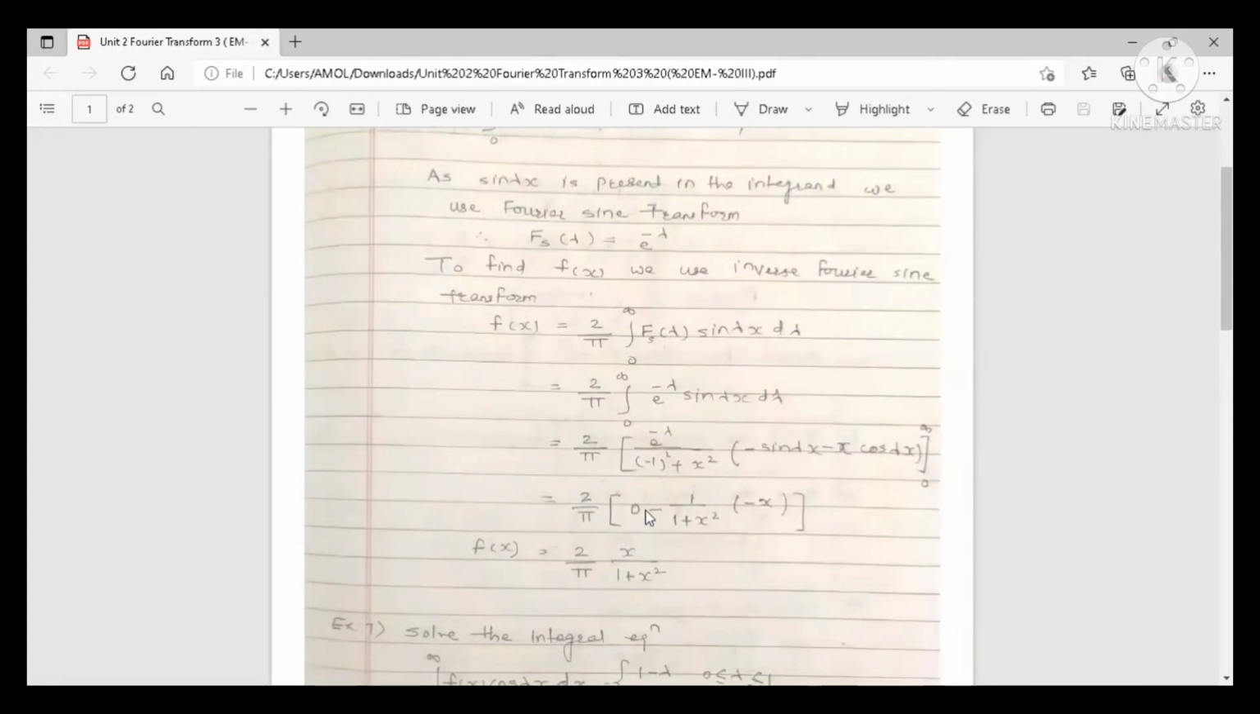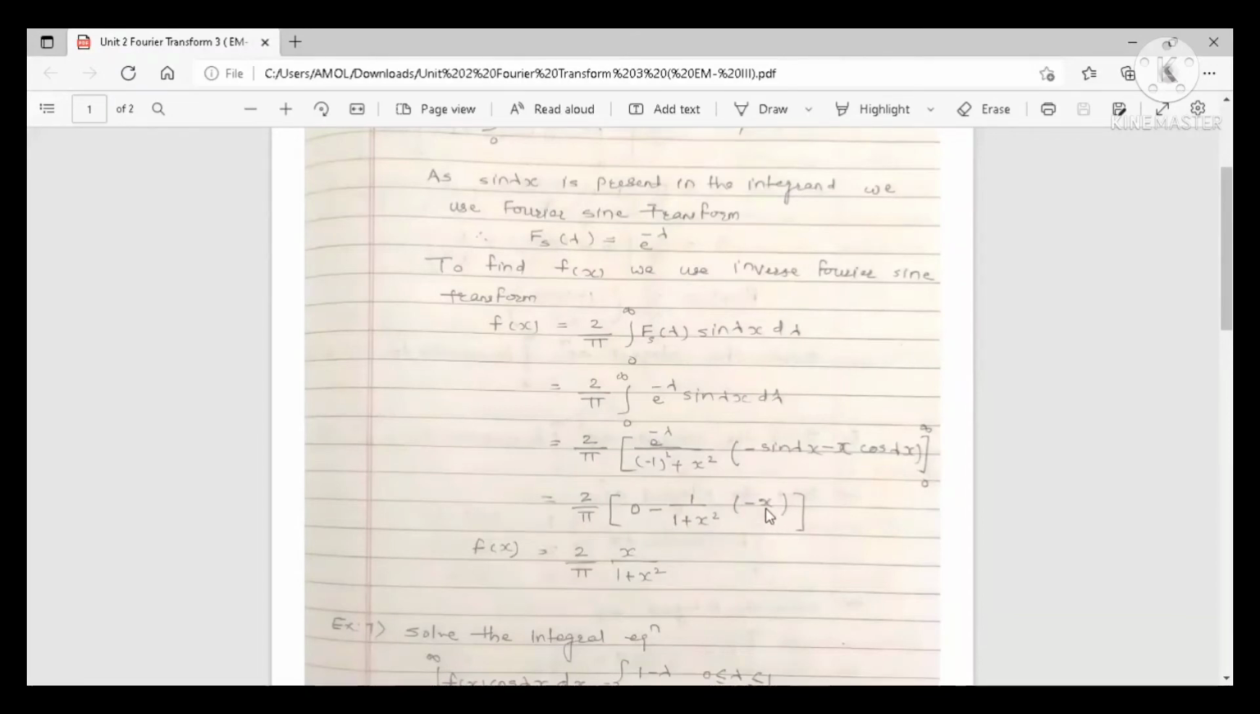Now give a negative sign for the lower limit. The lower limit is here 0, so give the negative sign here. Then put lambda equal to 0. E raised to 0 means 1. So here 1 upon -1 square plus x square, so the term is 1 upon 1 plus x square.